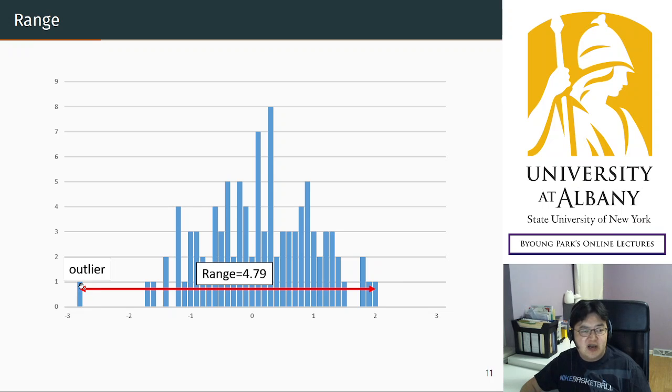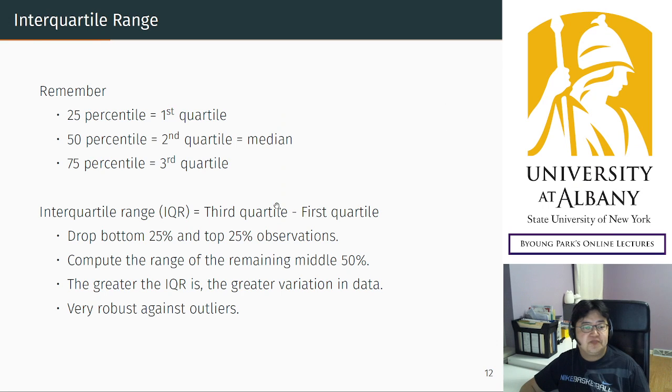Because of one guy, range increased this much, right? This is a problem. So range increased to like 4.79. It increased nearly 30%, more than 30%. So it's not a desirable property.